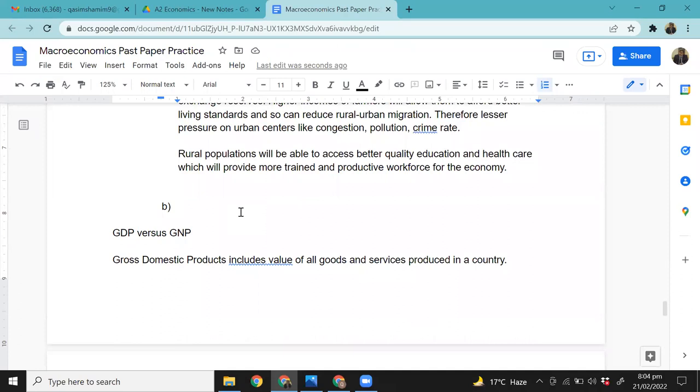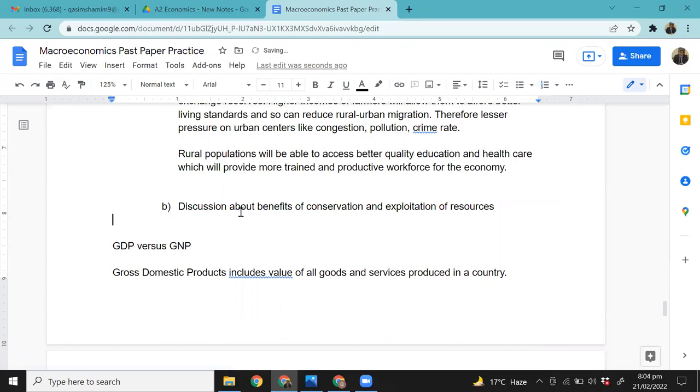In this question, benefits of conservation, exploitation of resources. So you simply need to talk about which of the two is a better strategy, whether to conserve your resources. What does conservation mean? Conservation means that you don't use resources to the extent that they become depleted. Depleted means to completely finish, right?